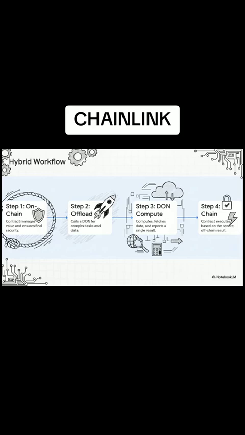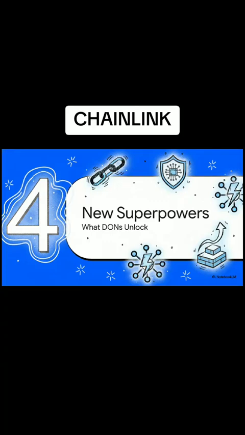The DON goes to work, does all its calculations, fetches whatever data it needs, and then securely reports that one final, distilled result back to the chain. The on-chain contract then only has to do one simple, cheap transaction based on that trusted answer. It's incredibly efficient. And this hybrid architecture, it's not just some theory on a white paper.